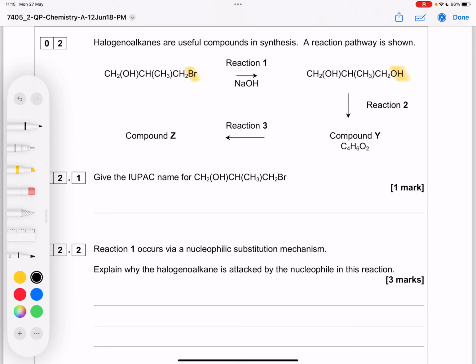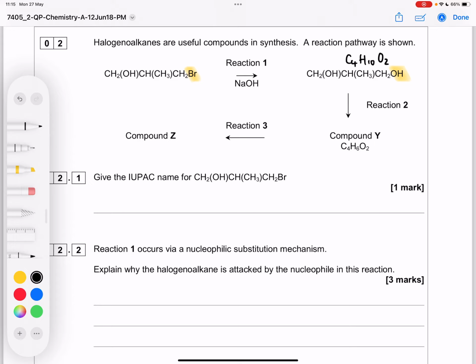So it might be helpful to add up the carbons in our original. So we've got 4 carbons, 1, 2, 3, 4, 5, 6, 7, 8, 9, 10 hydrogens and 2 oxygens. So we can see that when we go from the top there in reaction 2 to the bottom, we've lost 4 hydrogens along the way. And then we're going reaction 3 to Z.